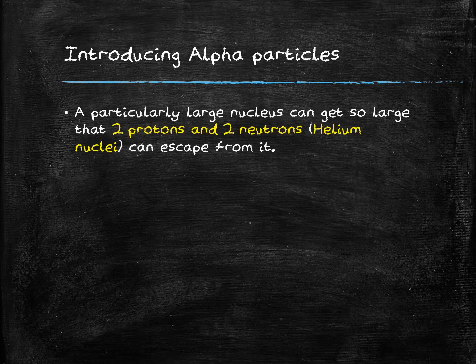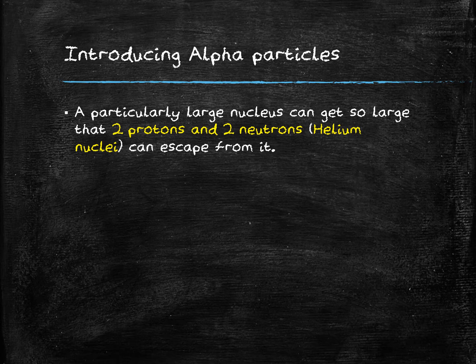When a particularly large nucleus is of a certain size, it can give out, literally just emit, 2 protons and 2 neutrons, or a helium nuclei, and you can use either to describe what an alpha particle is. An alpha particle is either 2 protons and 2 neutrons, or a helium nuclei.